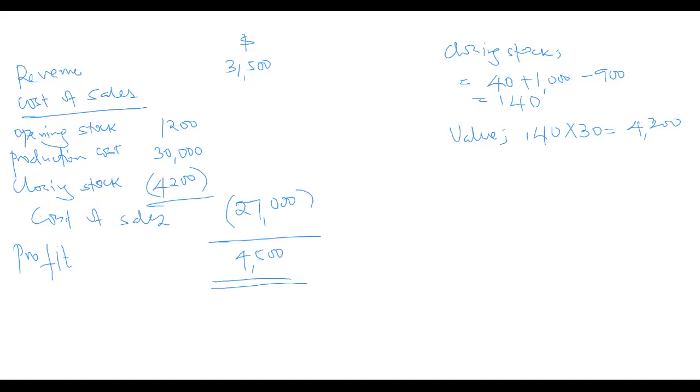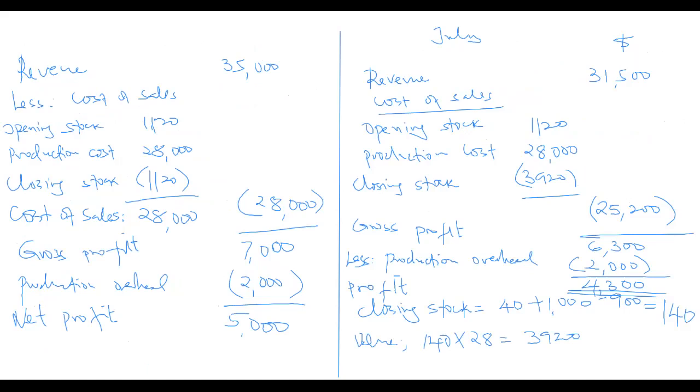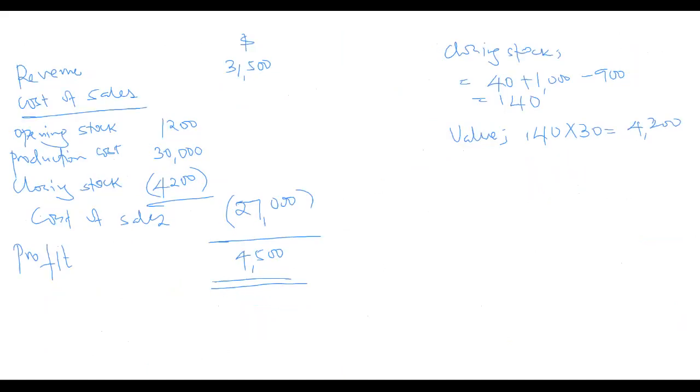Okay, 4,500. Don't forget, as I mentioned, it's not always a must that the profit will be the same under the marginal and the absorption costing method. At the marginal, it was equal to 4,300. Yes, and this is the case here. The profit for the month of July was 4,300 under the marginal costing method. If you use the absorption costing method, the profit is different, which this time is equal to 4,500.